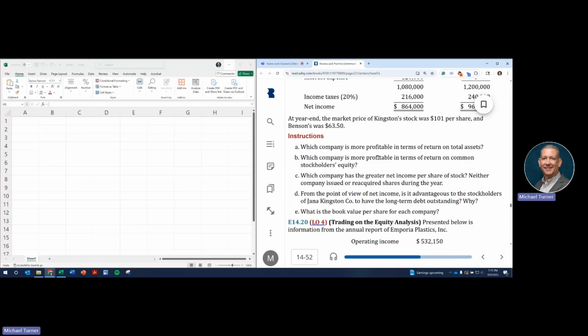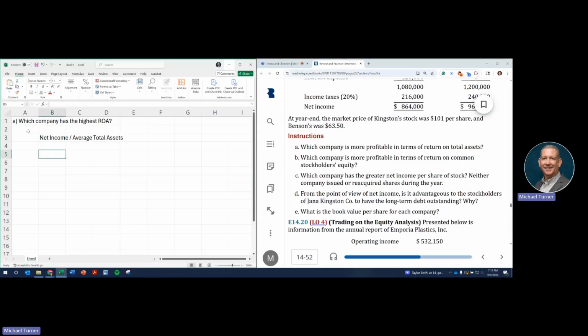A, which company is more profitable in terms of return on total assets? So what this is saying is which company has the highest ROA. ROA is return on assets. So it's asking us which of the two companies has the highest ROA. The formula for that is you will take net income and divide it by average total assets. We're not given an average for this problem, so we'll just assume that the $4.2 million of total assets was the average for the year.